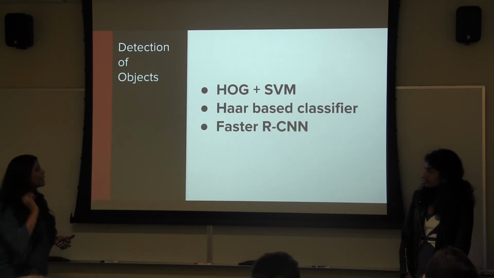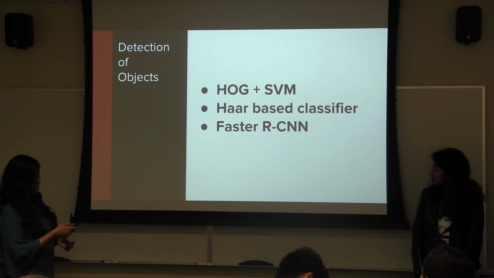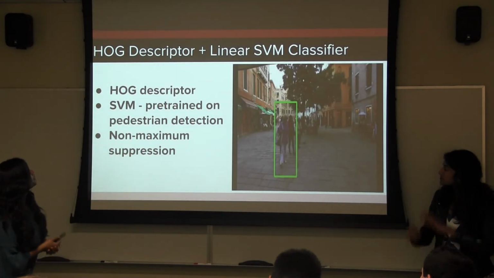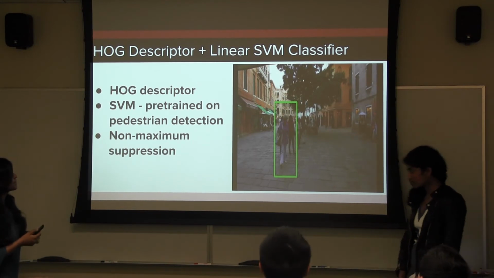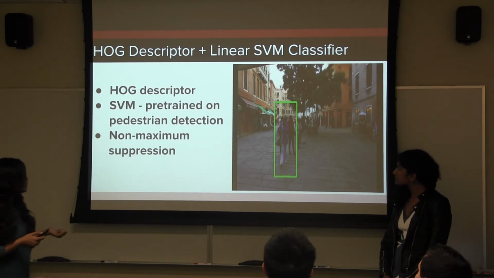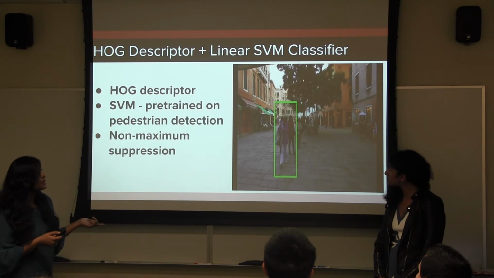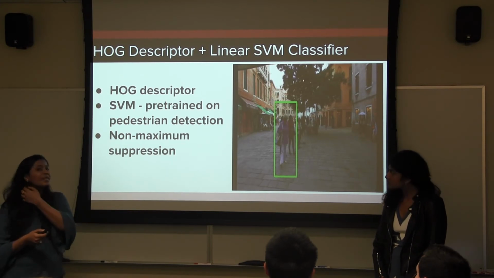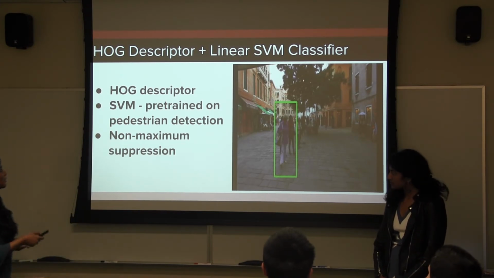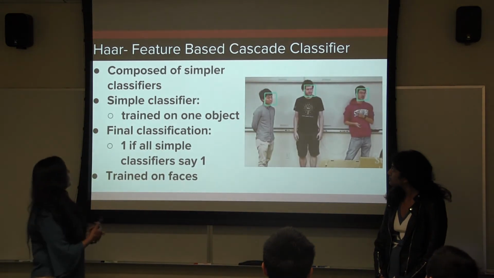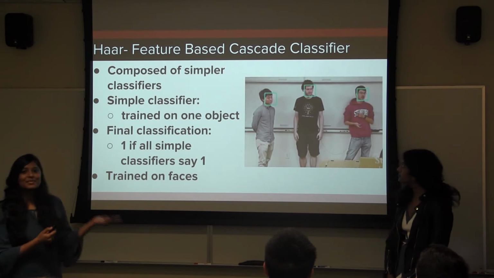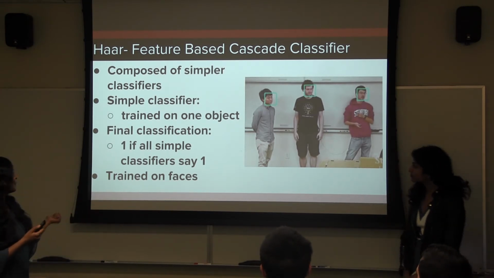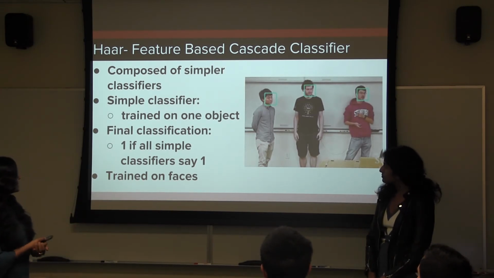One is the HOG plus SVM, then the Haar-based classifier, and FRCNN. For the first one, we use the HOG descriptor, which we ran across our image. We use a pre-trained SVM on pedestrian detection, and we use non-maximum suppression. This worked well for most of the cases, but we observed that in case of occlusions, it did not work so well. So for that, we went on to the feature-based cascade classifier, and this was pre-trained on faces, and as you saw in the video, it worked really well for the faces.